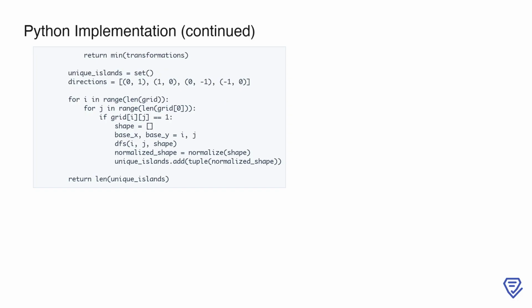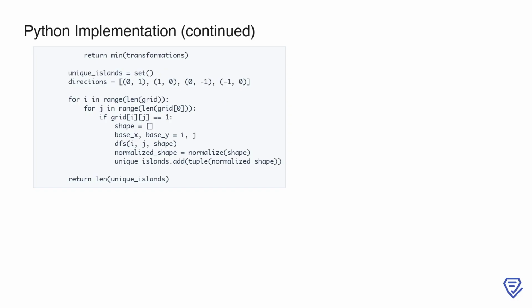Now, we proceed to the main logic of the program. First, we initialize an empty set called unique_islands to store the normalized shapes of all distinct islands. The directions list, which defines the 4 possible movement directions, is also declared here. We then iterate over every cell in the grid using nested loops. If we encounter a cell with a value of 1, indicating the start of a new island, we initialize an empty shape list and store the current cell's coordinates as the base point, base_x and base_y.